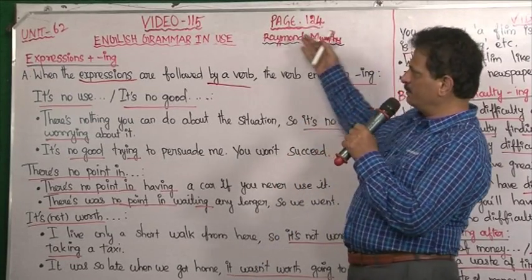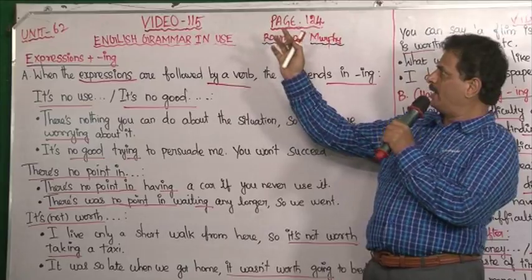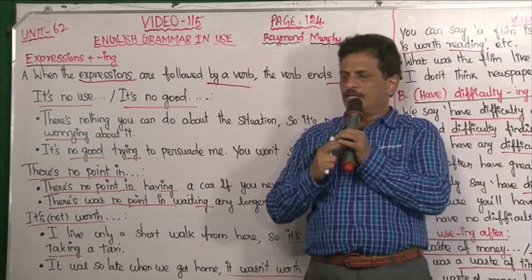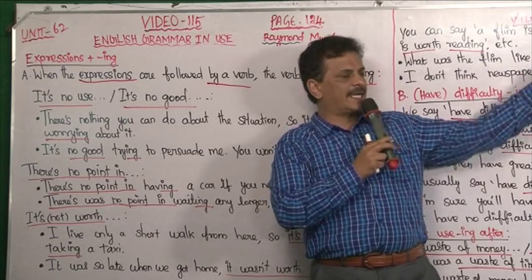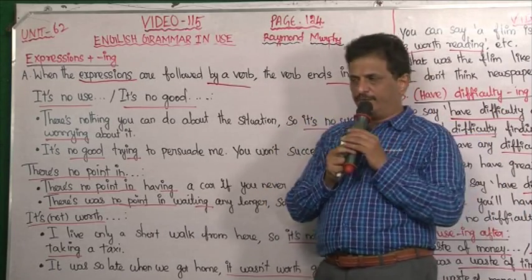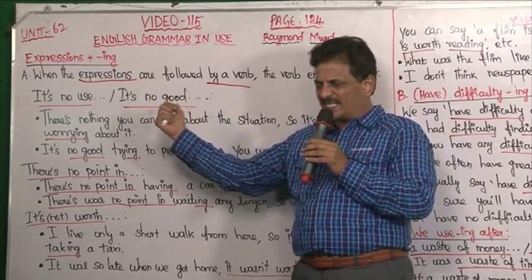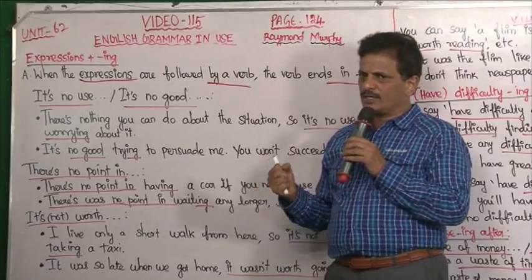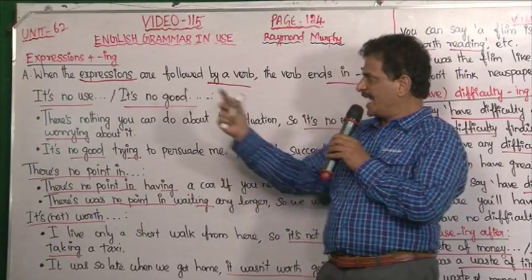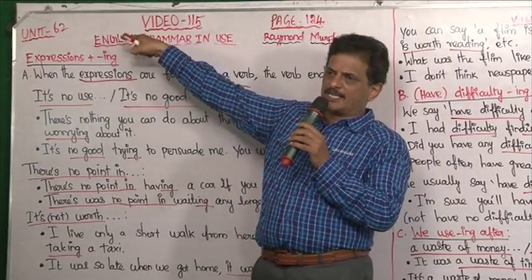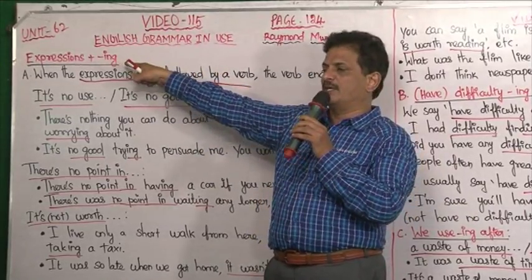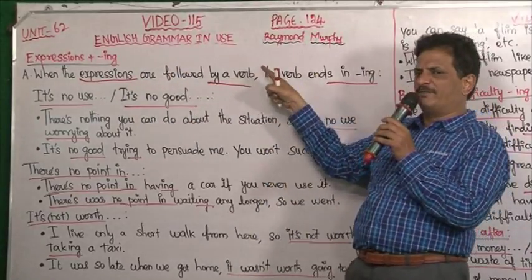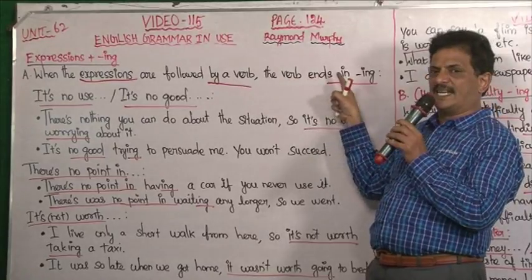Take your Raymond Murphy's English Grammar in Use. We have come to page number 124, video number 115. It is Unit 62, from Cambridge University Press. Dear folks, expressions. What are expressions, sir? You are expressing your ideas, your thoughts through a few words. Expressions plus ing. After expressions, if a verb should come, the verb should be in the form of ing. When the expressions are followed by a verb, the verb ends in ing.